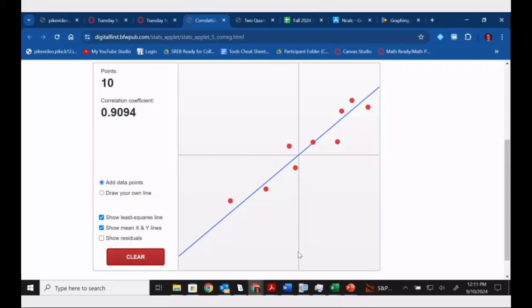So if I had all of the data for X, and I added them all up, and in this case divided by 10, and I took all the Y's, and I added those all up, and divided by 10, that point would be on my least squares regression line.